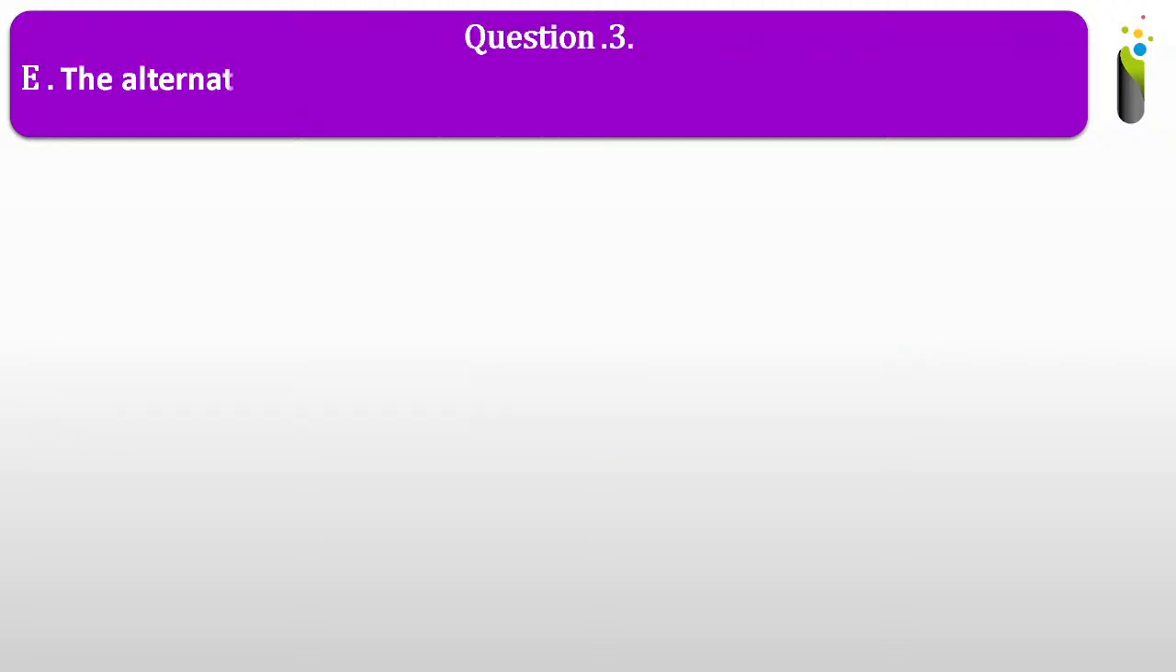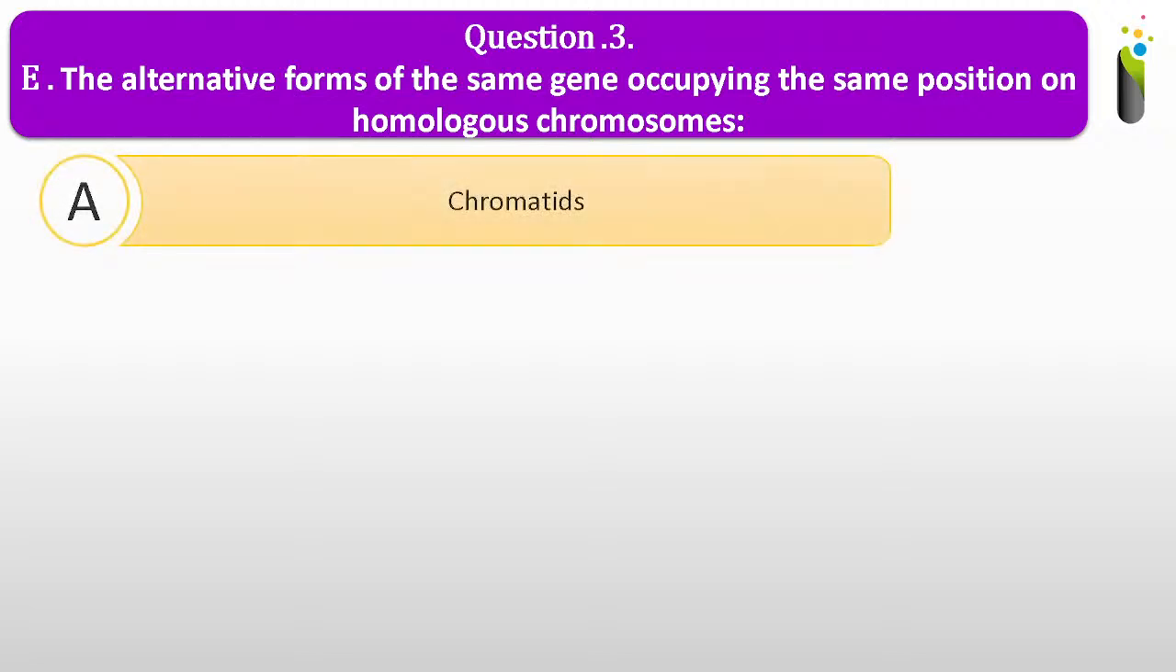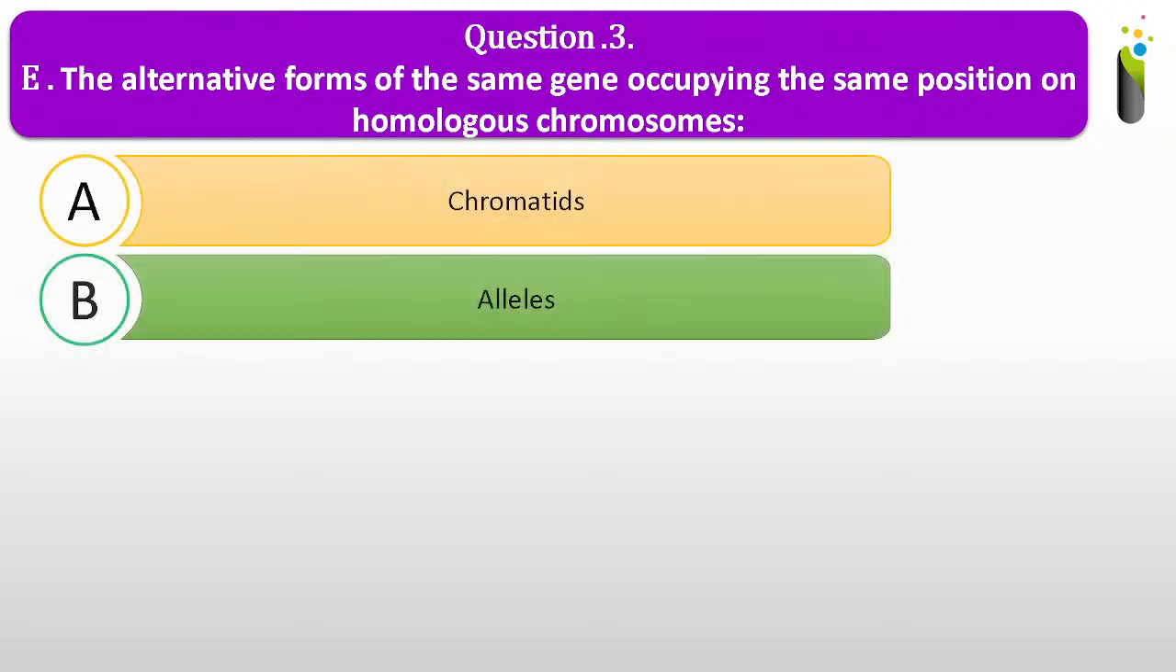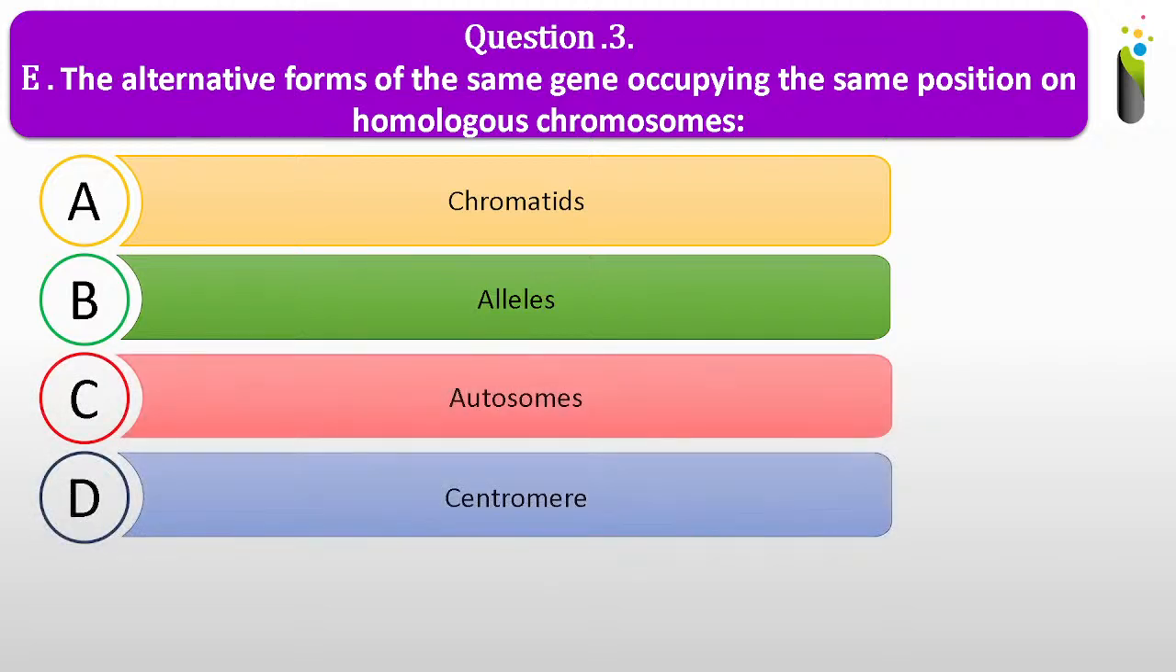Question number 3, sub-question E. The alternative forms of the same gene occupying the same position on homologous chromosomes is dash. A. Chromatids. B. Alleles. C. Autosomes. D. Centromeres.